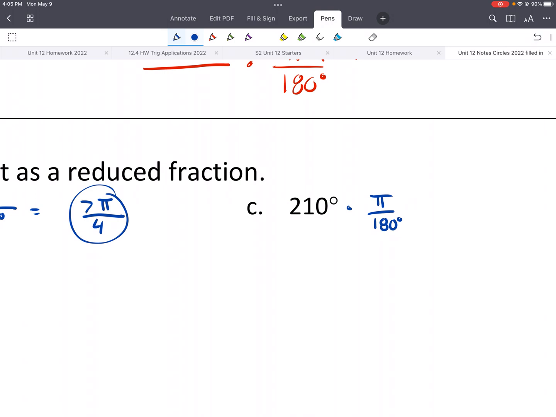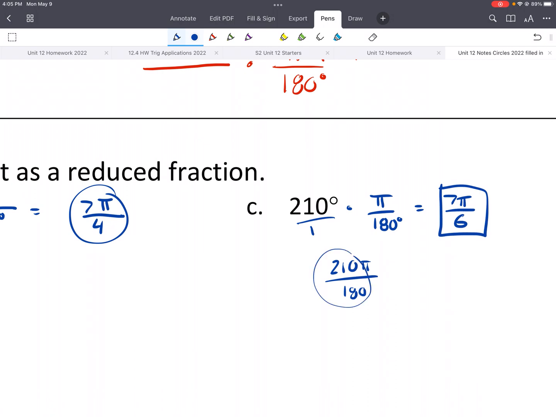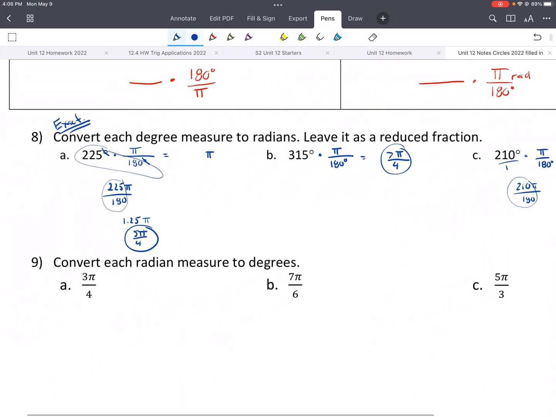All right. So we do that. So 210 divided by 180, and I would get a decimal, 1.16 repeated. We'd write it as a fraction. So I end up getting 7/6, so 7 pi over 6. Again, if it helps, you could write these together. Remember, you multiply straight across, and then you could just simplify that if that helps. All right, so that is going from degrees to radians.